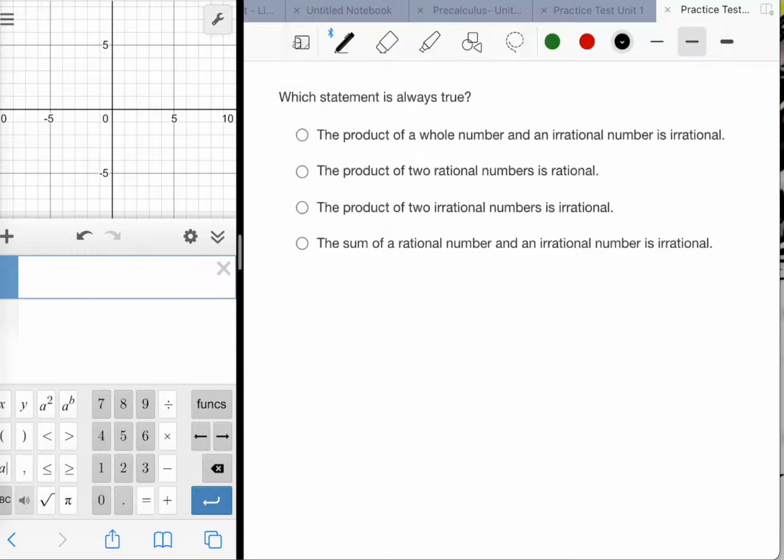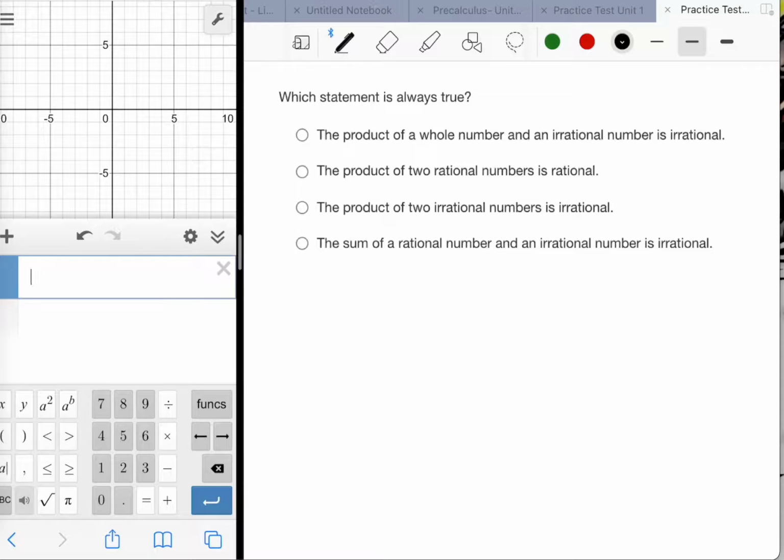The product of a whole number and an irrational number is irrational. The product of two rational numbers is rational. The product of two irrational numbers is irrational. The sum of a rational number and an irrational number is irrational. All right, so a lot of words there, but it boils down to whether or not you know the definitions of whole numbers, irrational numbers, and so on.